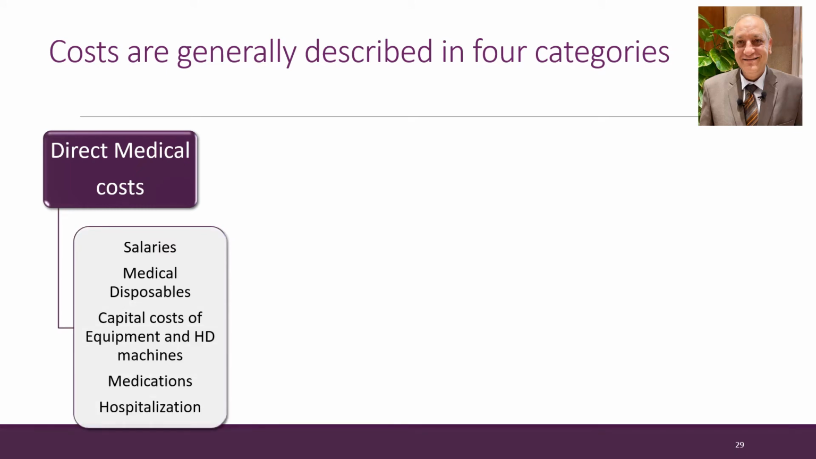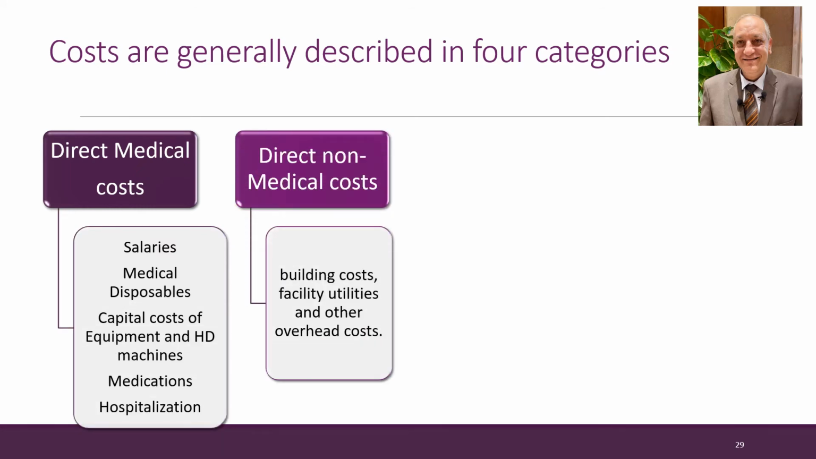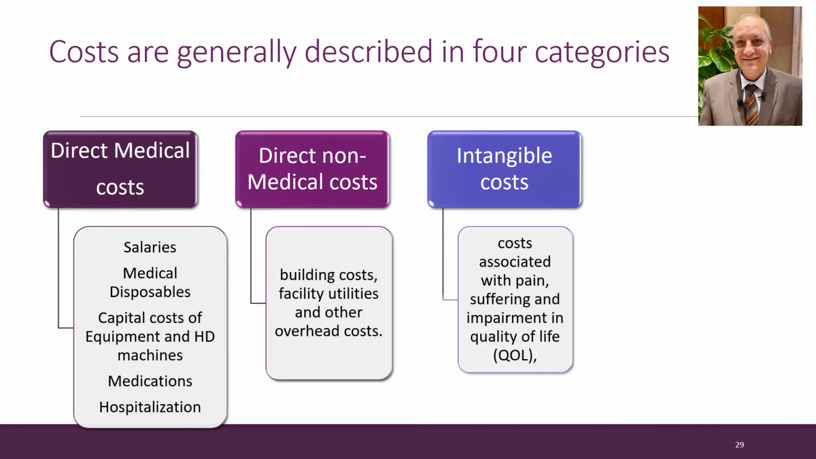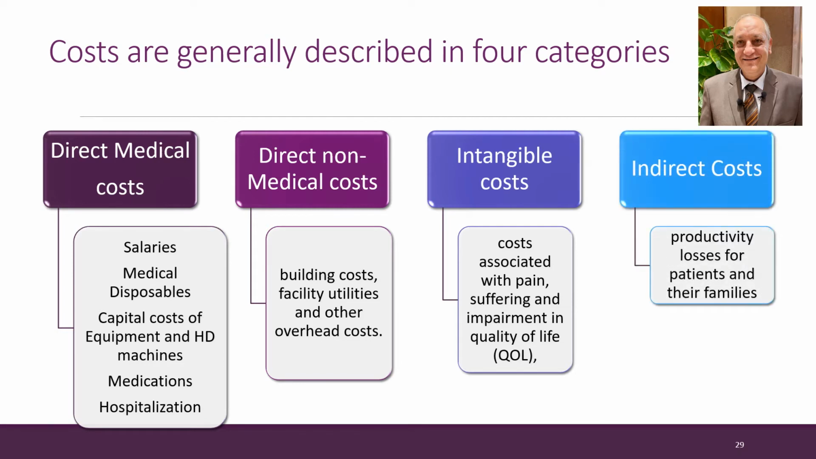So costs are generally described in four categories: the direct medical cost, medical disposables, capital cost of equipment; direct non-medical cost, building cost, facility utilities and other overhead costs; intangible costs associated with pain, suffering, impairment of the quality of life; and indirect costs, productivity loss of patient and their family. So if you decrease the cost, you will affect mainly the patient's outcome, pain, depression, quality of life, and indirectly cost, productivity, how much they can work, and loss of patient and their families.